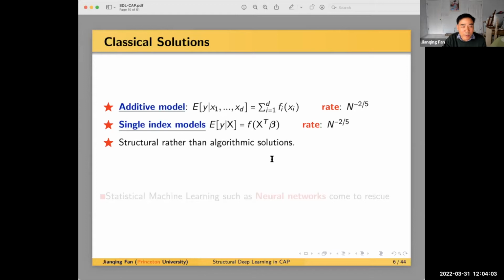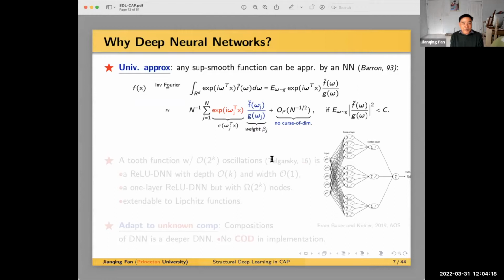And for this kind of problem, statistical machine learning, particularly deep learning, deep neural networks, come to the rescue, as you will see in the next slides. People naturally ask, why deep neural networks? Someone like me was actually involved in early 90s work on neural networks. So the first thing that we know is universal approximation. Any function you can always write as the inverse Fourier transform of its Fourier transform. You can always write it as an expectation whenever you have an integral, and then you just do Monte Carlo approximation. So the approximation error of root n, if I use n neurons, is independent of dimensionality.